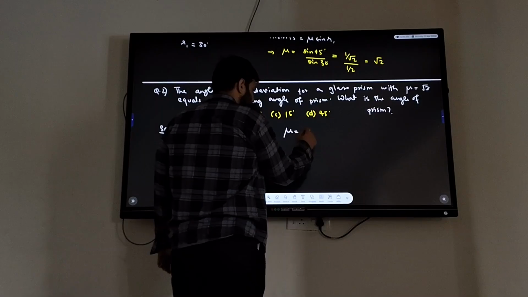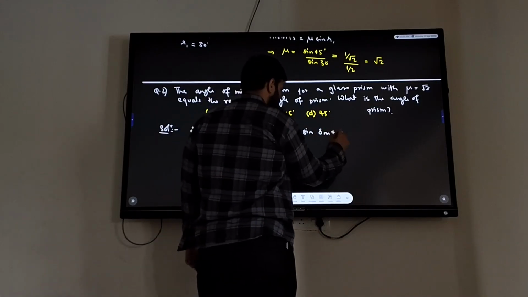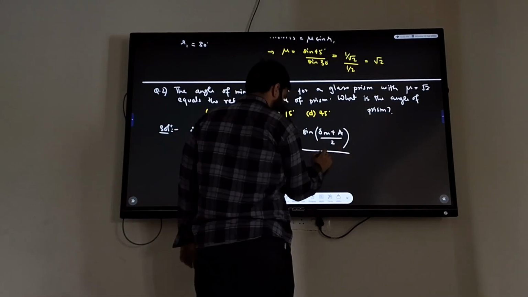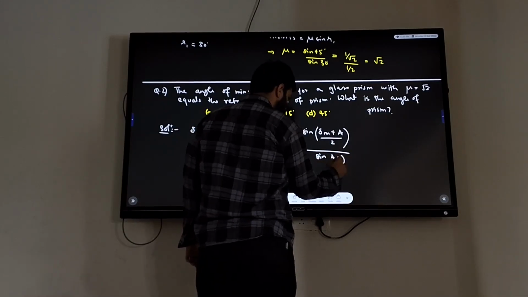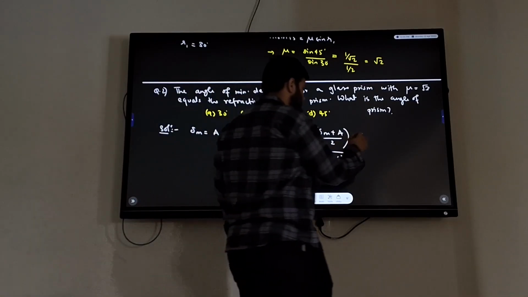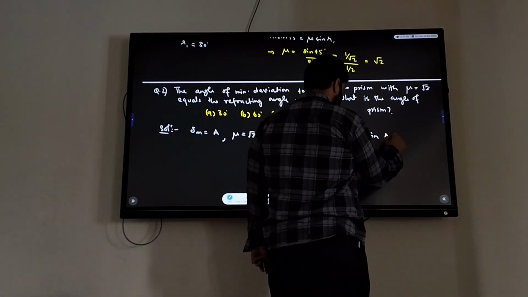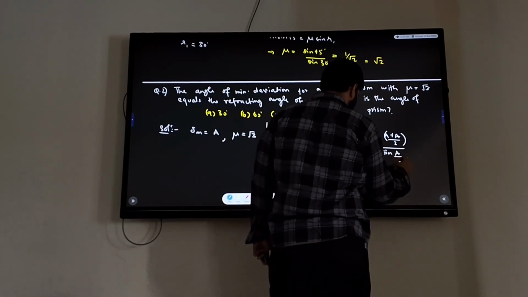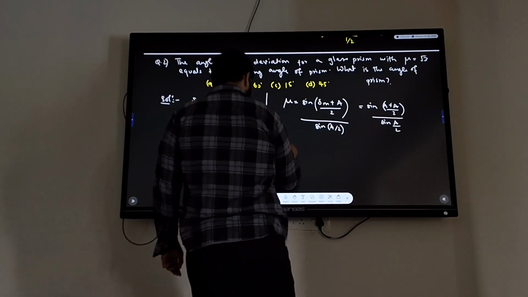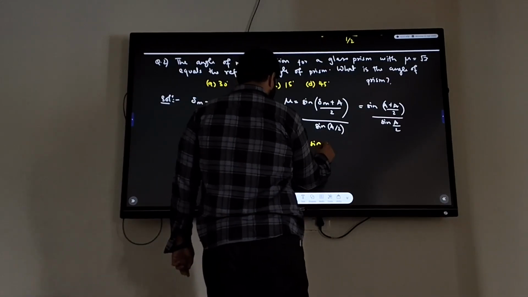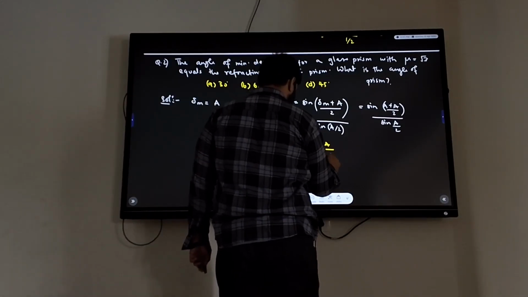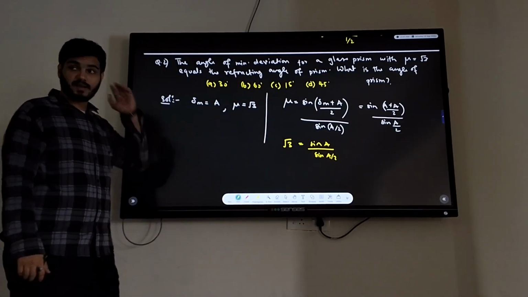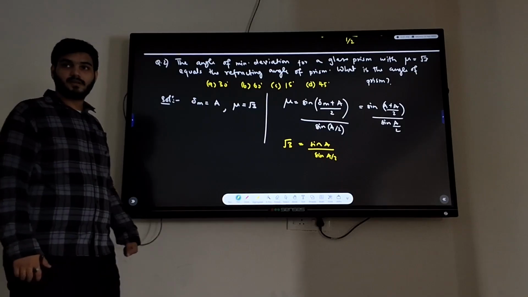Mu is equal to sine of (delta min plus A) divided by 2, divided by sine of A by 2, no? Yes. But then this becomes sine of (A plus A) divided by 2, divided by sine A by 2, and that will basically become root 3 equal to sine A by sine A by 2. How do I find A now? What can I do here? 2 sine A by 2 cos A by 2.